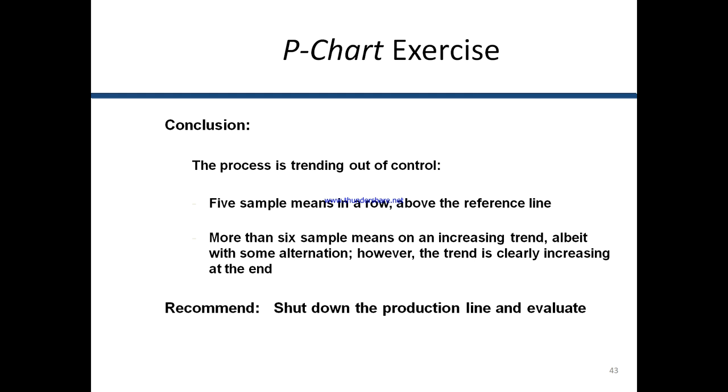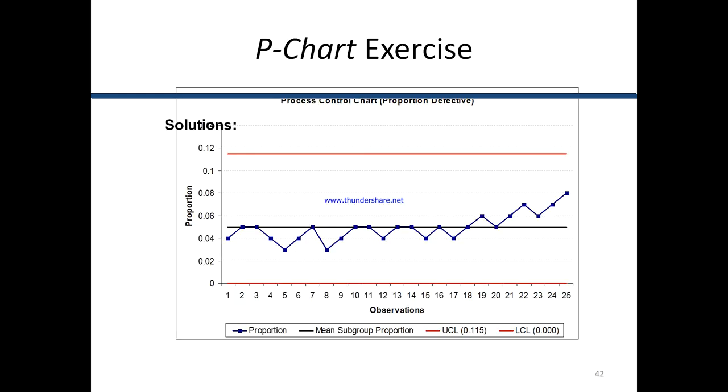So what you have to do is shut down the production line and check what the reasons are for this behavior. See, if you look at the end of the process, it's showing an increasing trend. And if you count these values, 1, 2, 3, 4, 5, 6, the last six observations are showing an increasing trend. Likewise, you can see these things, this is not random. So in this case also, you cannot conclude that the process is in control.